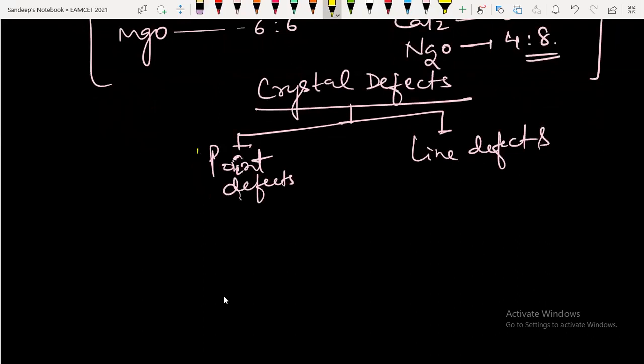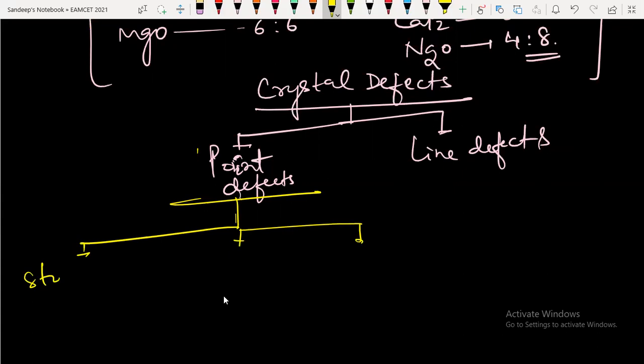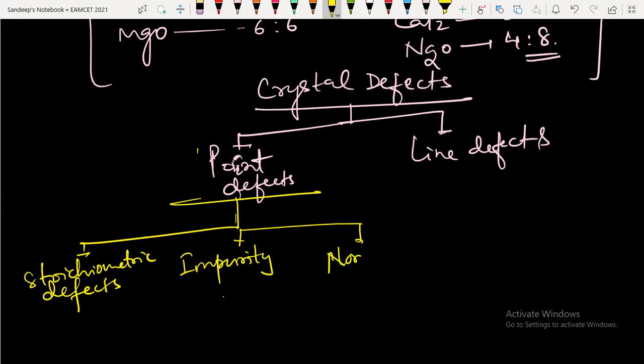Point defects are irregularities or deviations around a point or an atom. There are 3 types of point defects that you have to remember: stoichiometric defects, impurity defects, and non-stoichiometric defects.